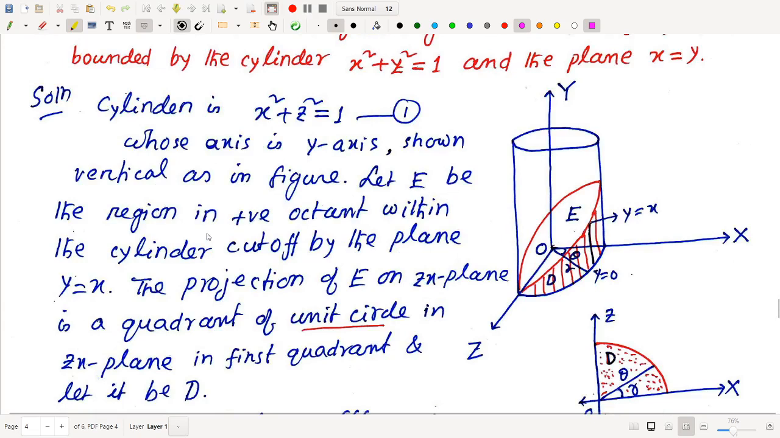Now let E be the region in the positive octant within the cylinder cut off by the plane y equal to x, or x equal to y, as you write. y equal to x is a line in the xy plane, but it is a plane in 3 dimensions, and it cuts the cylinder obliquely, and we have to find the volume of this portion.